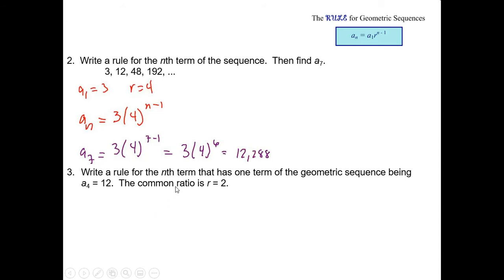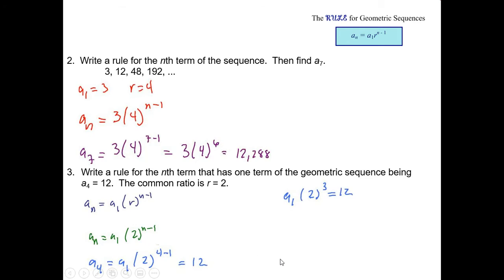For number 3, write a rule for the nth term of a geometric sequence where one term is a sub 4 equal to 12 and the common ratio is 2. Well, we're going to have to figure out a few things. We don't have a sub 1, but I do have this formula where a sub n is equal to a sub 1 times r to the n minus 1 power, and I know r is equal to 2. If I plug in 4 for n, then a sub 4 is equal to a sub 1 times 2 to the 4 minus 1, or the third power. And I know that a sub 4 is equal to 12, which I was given.